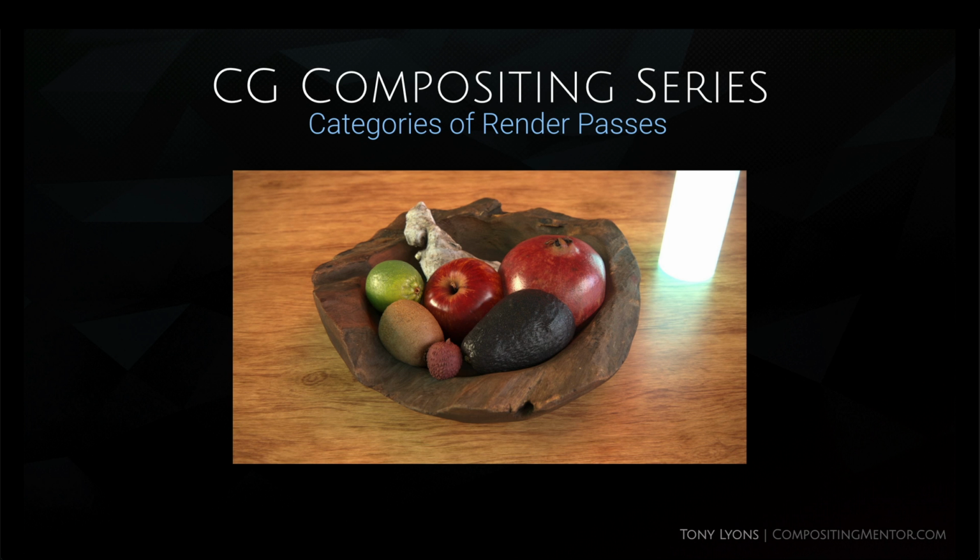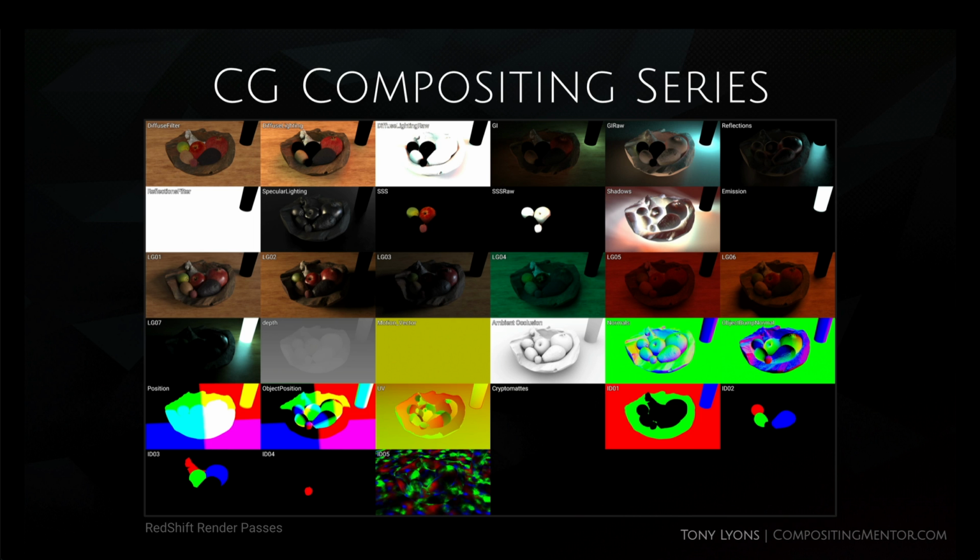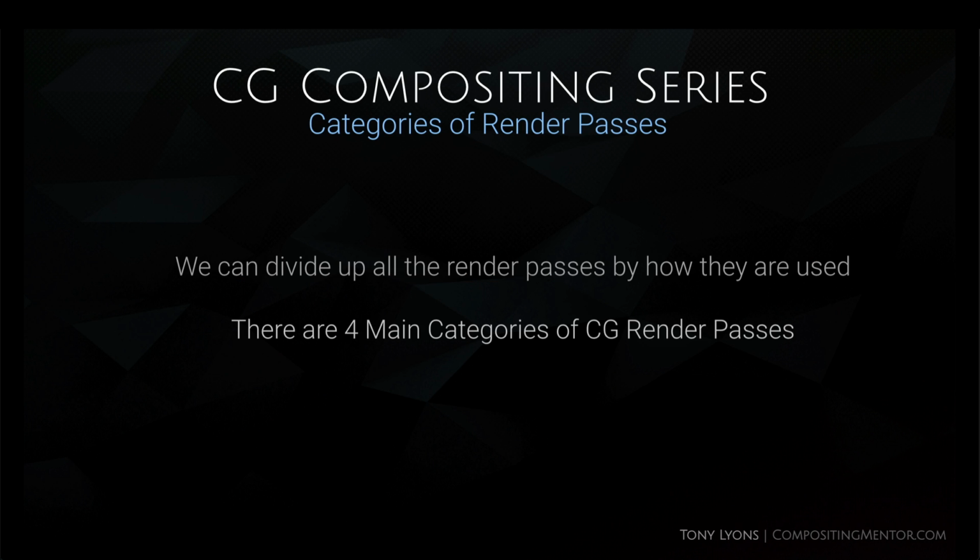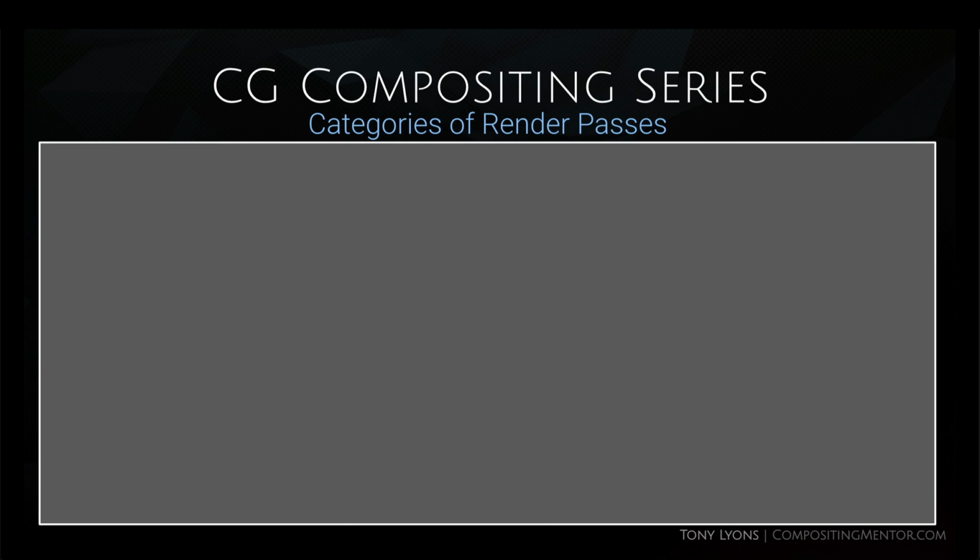Today we're going to be covering categories of render passes. We often might find that there are quite a lot of render passes, and I think it's useful to break them up and divide them into separate categories to help us understand how to use them and where to use them in our comp. We can divide up all the render passes by how they're used, and there are 4 main categories of CG render passes. So let's take a look at a table that I've made.